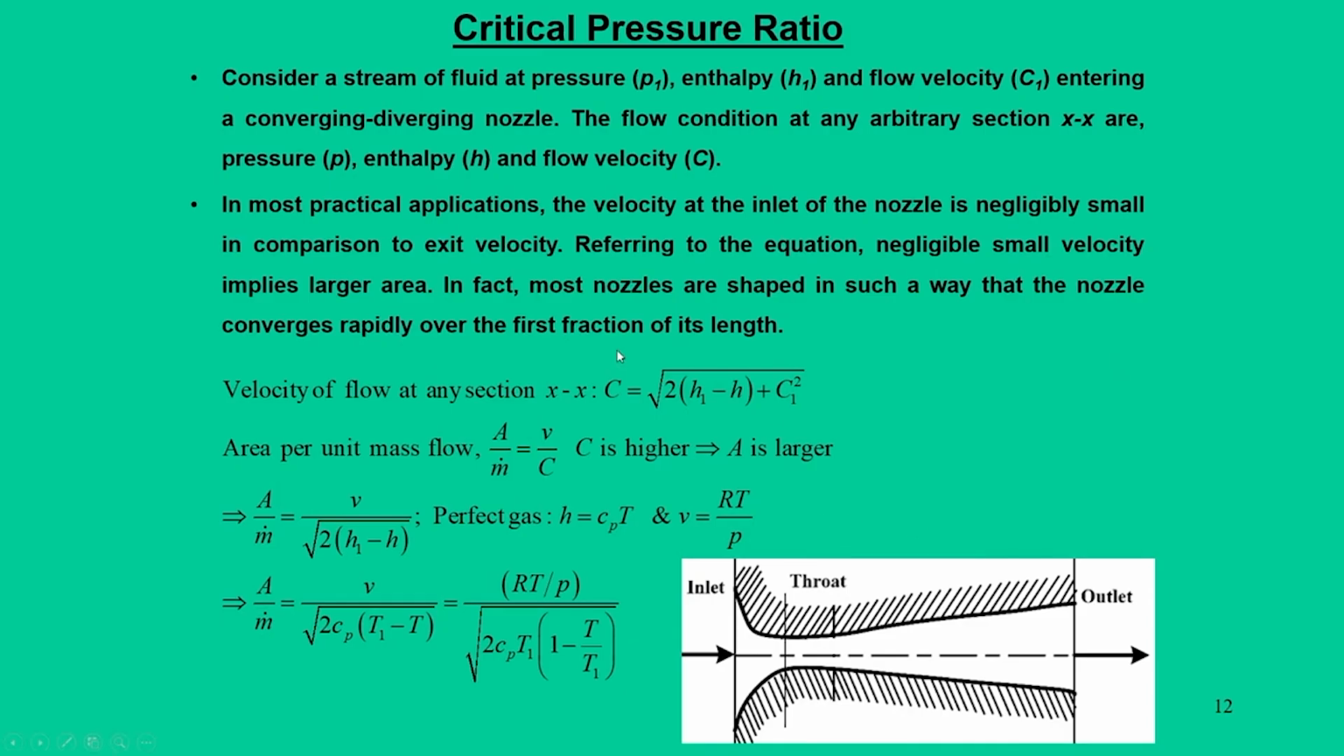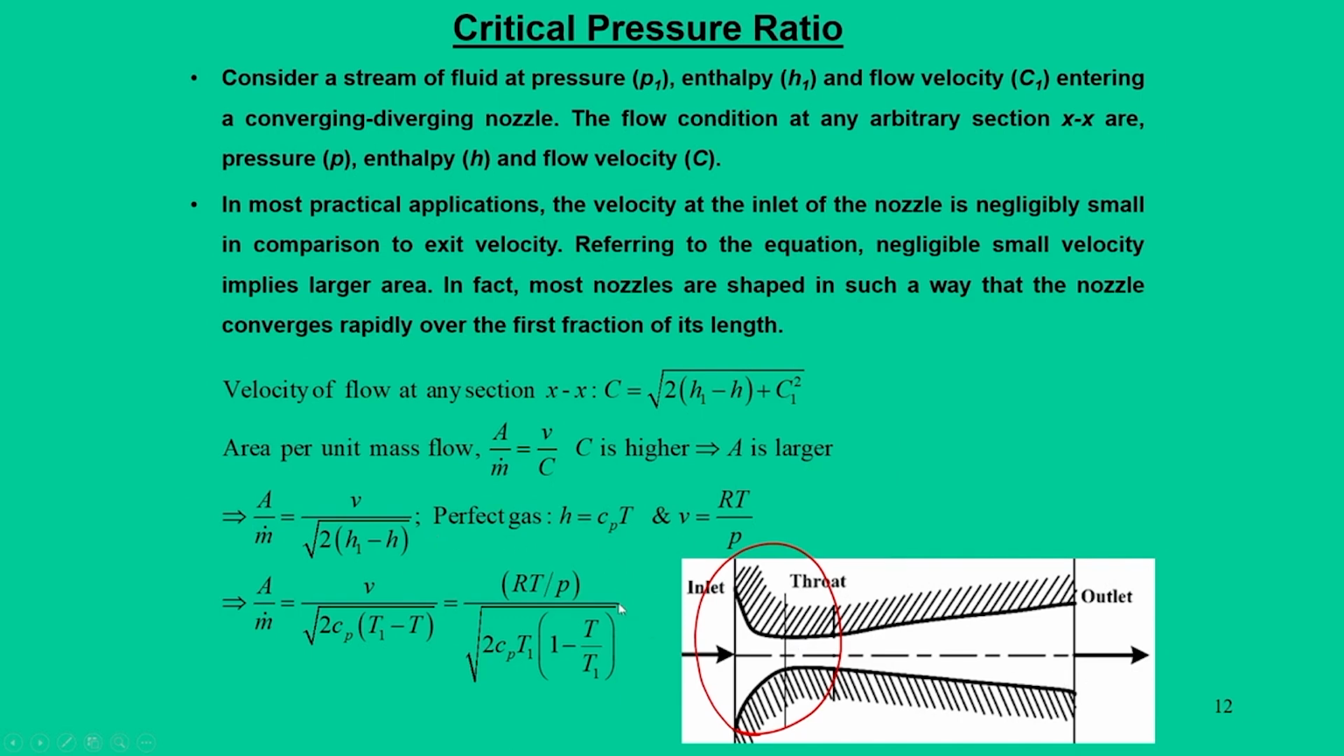Having said this, in most practical applications the velocity at the inlet of the nozzle is negligibly small in comparison to the exit velocity, and we can see from these equations that when C is higher, A is larger. That means in most cases the nozzles are shaped such that the nozzle converges rapidly over the first fraction of the length, then we arrive at the minimum area, and from there the diverging passage starts.